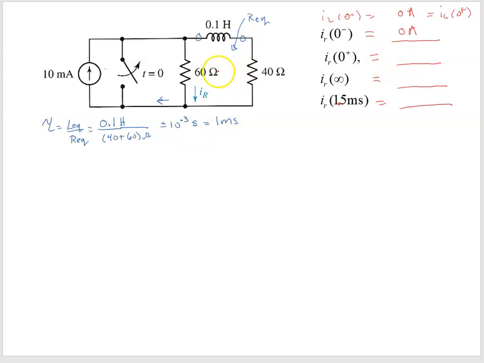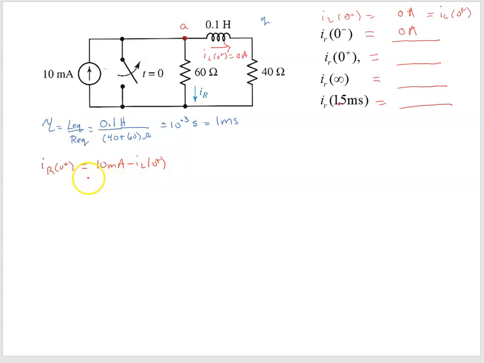What helps us find IR of 0 plus is that we just need to consider the instant of time when this inductor has zero current flowing through it. It still has just zero flowing through it. Our IL of 0 plus is equal to 0 amps. So our IR of 0 plus, if we do a KCL up here at node A, is equal to 10 milliamps flowing in minus our IL of 0 plus flowing out. Well, that's equal to 0.